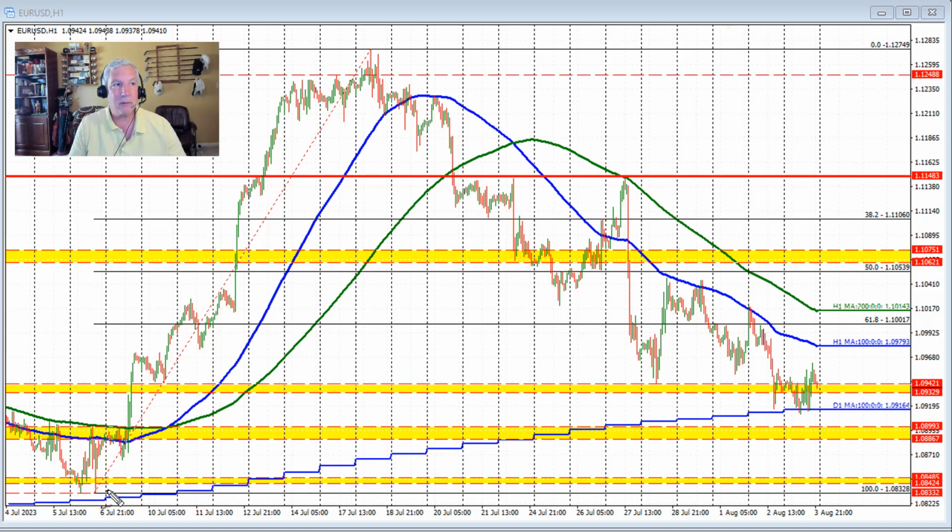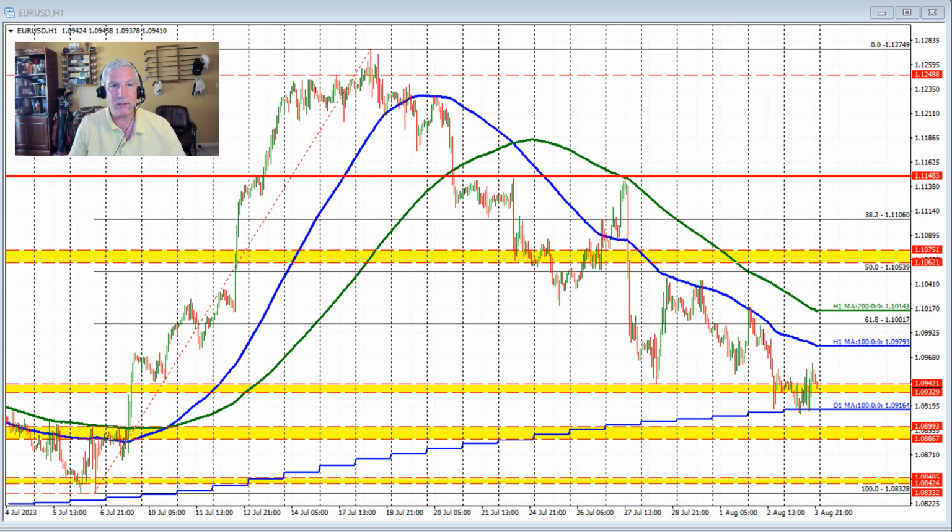Move below that level, and we'll start to look toward the July lows, which come in at 1.0832. So the levels are set: 100-hour moving average above with the 56 level in between, the 100-day moving average below, with the swing level down below that as the next key target.